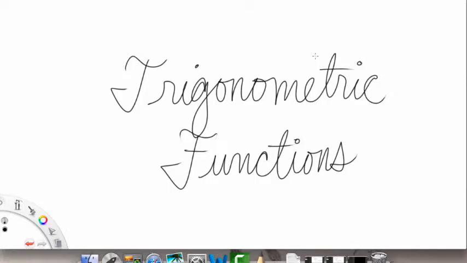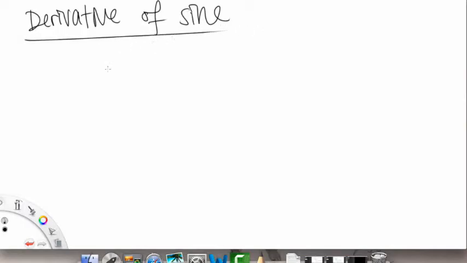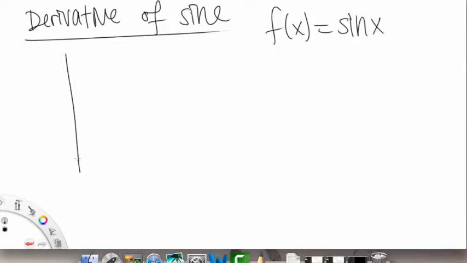To the video on trigonometric functions. So we're going to start with finding the derivative of the sine graph. So of sine. Alright, so when we have our function being f of x is equal to sine x, let's see what that looks like first of all. So we'll draw that here.